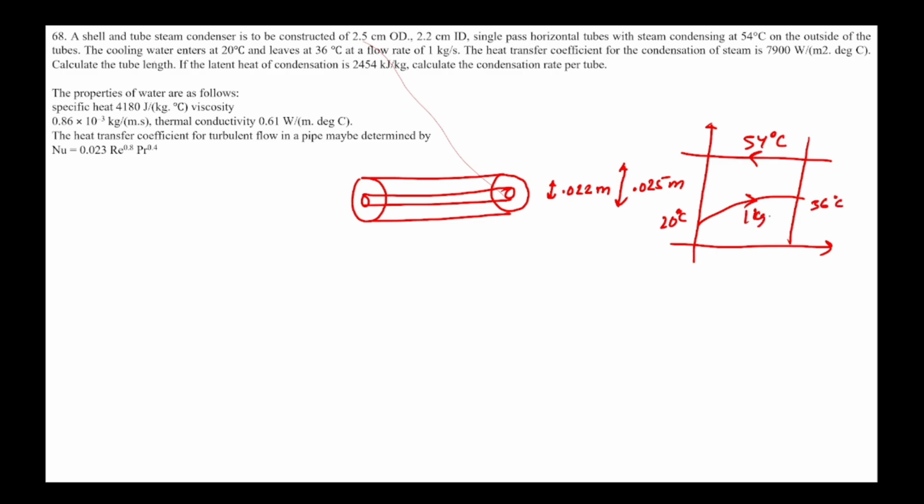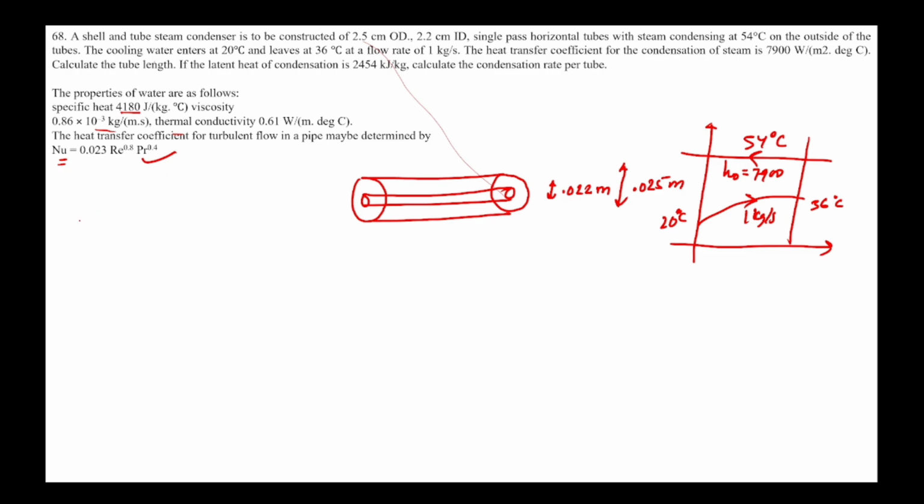1 kg per second is the flow rate. The heat transfer coefficient for the condensation of steam, this H outside, is equal to 7900. Calculate the tube length. If the latent heat of condensation is 2454 kilojoule per kg, calculate the condensation rate per tube. The properties of water flowing inside the tube will be this, and heat transfer. So H inside will come from the Dittus-Boelter equation. This is the Dittus-Boelter equation.